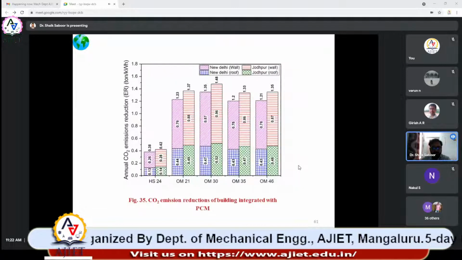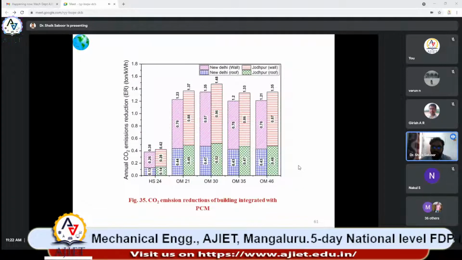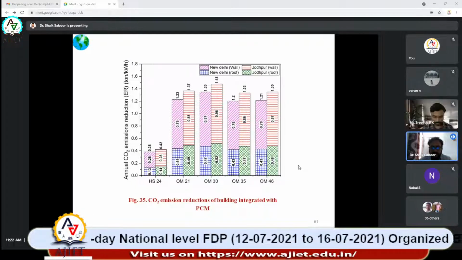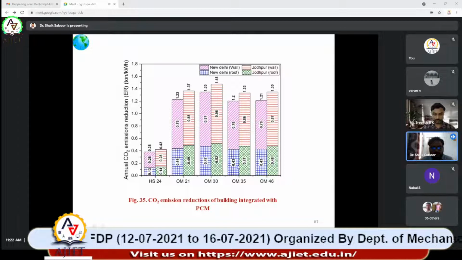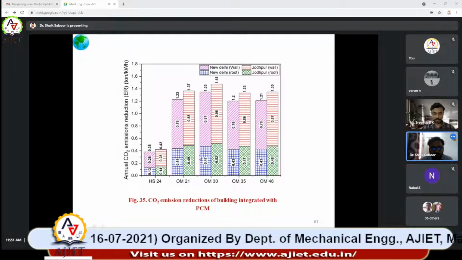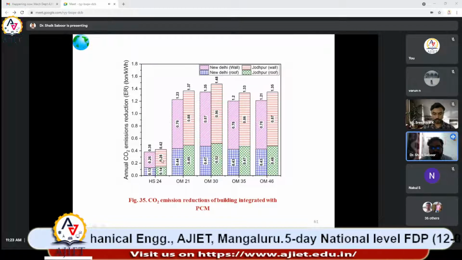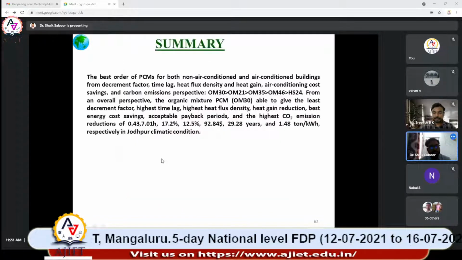So these are the things, and also we have computed carbon emission reduction for various PCM integrated building enclosures, okay. So from this we came to know that emission reduction is maximum in case of OM30, okay, and it is the least in case of the HS24, okay.